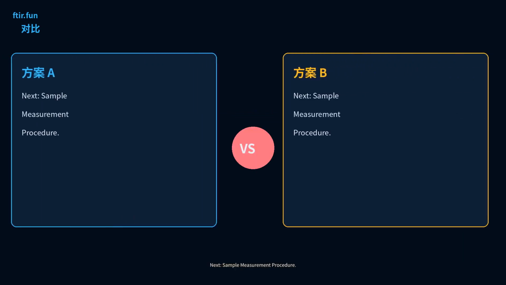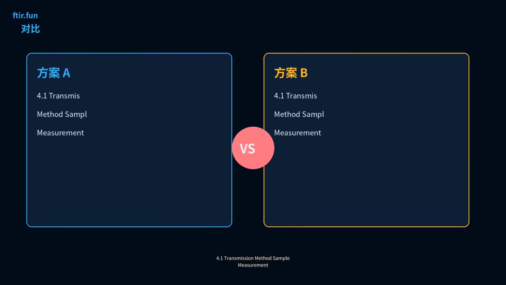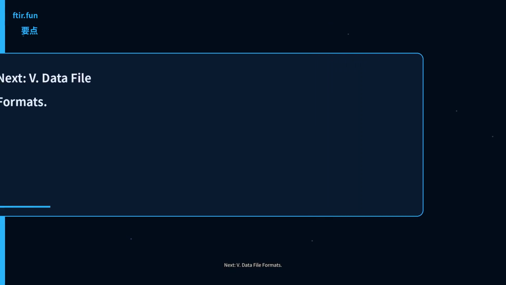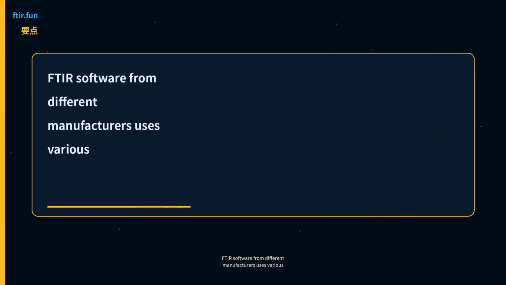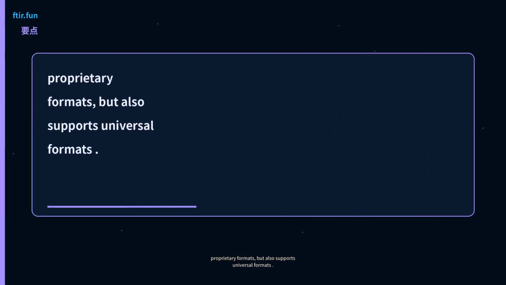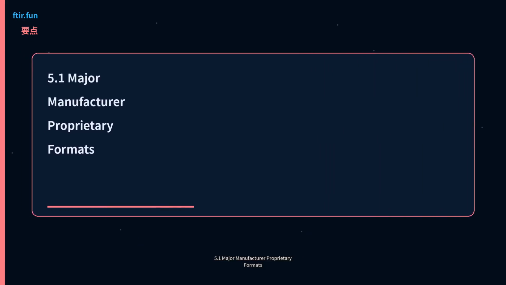Next, sample measurement procedure. 4.1 Transmission method. Sample measurement steps, using cable palette as example. Next, data file formats. FTIR software from different manufacturers uses various proprietary formats, but also supports universal formats. 5.1 Major manufacturer proprietary formats.